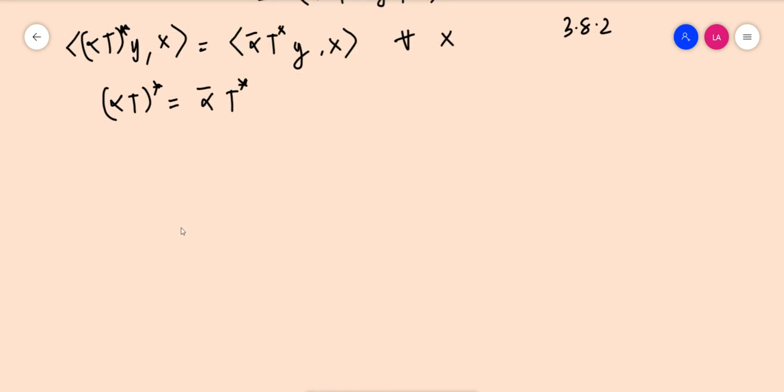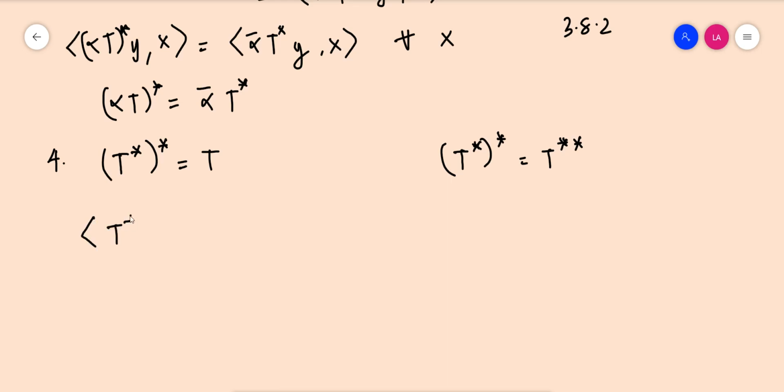Moving on to the next property, property number 4. Property number 4 is t star the whole star is equal to t. That is, the Hilbert adjoint operator of t star is t itself. So we write t star the whole star as t star star.